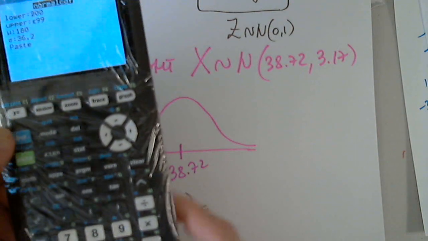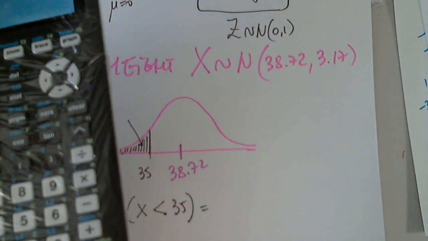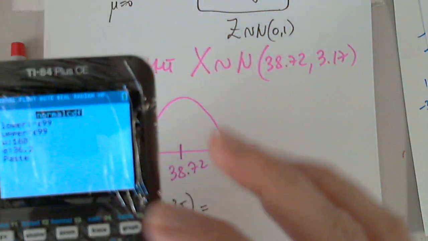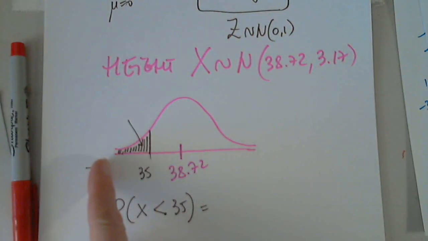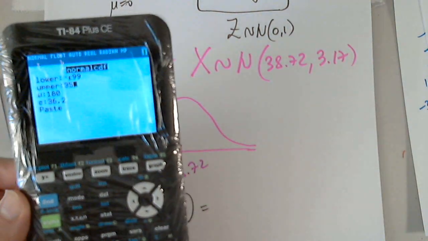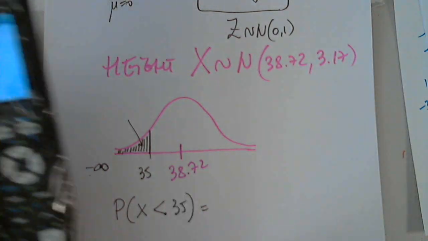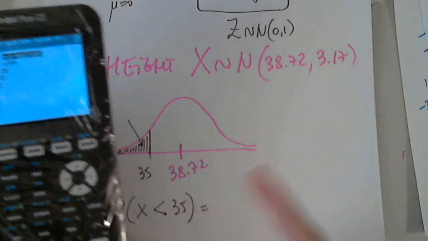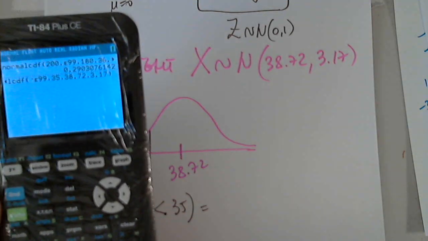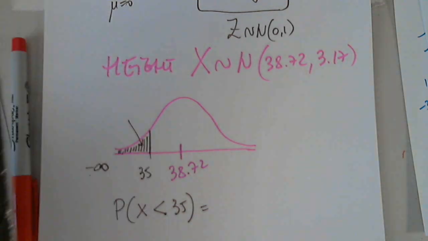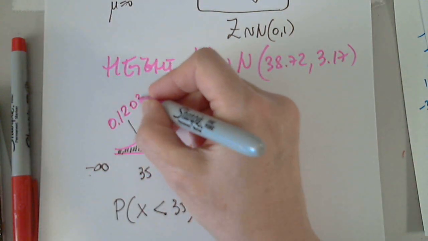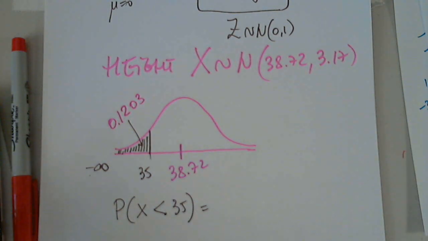So I need to use this negative symbol, then second and the comma, and 99. I'm telling the calculator to start from negative infinity. The upper will be 35, and of course, the mean will be 38.72 and the standard deviation 3.17. The calculator will compute that area for us. Just press enter, and the area is 0.1203. What will be the interpretation?